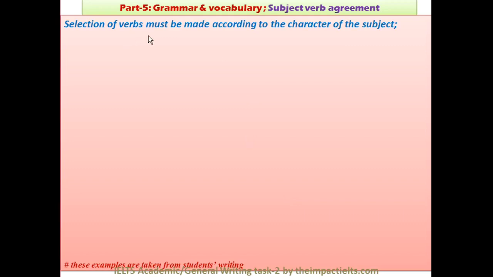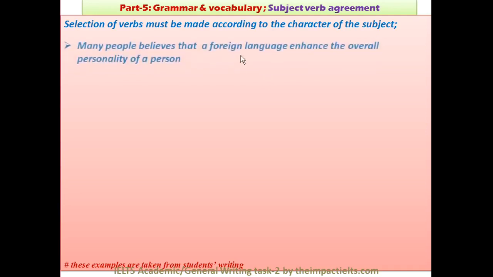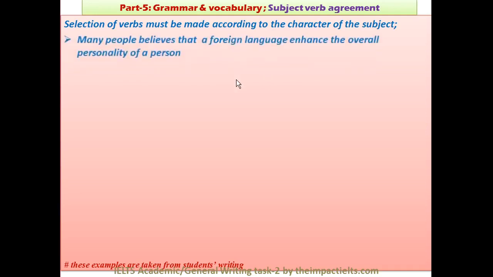So the verbs must be made according to the character of the subject. When I say character of the subject, I mean singular, plural, first person, second person. It changes. So we say I am, but we say you are, they are, right? She is. So that is according to the character of the subject. There are some questions that I'm going to give you, and you have to check with yourself whether you are able to get the answer of what is the mistake here.